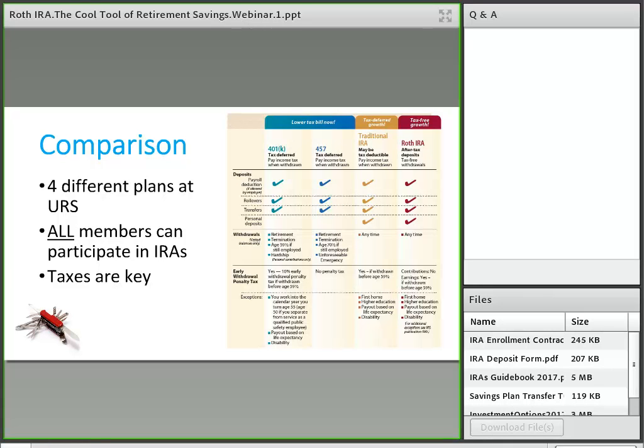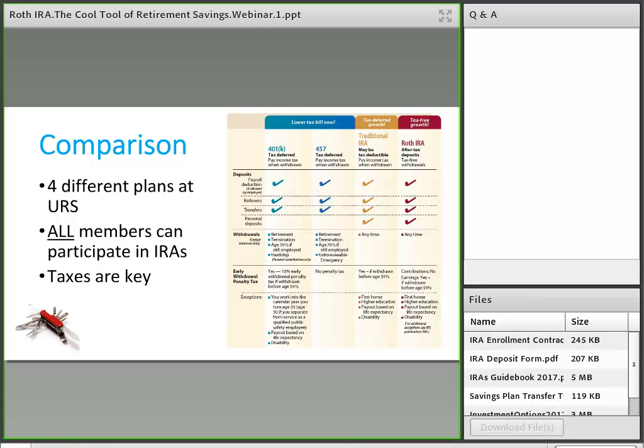Now, what I want to talk about real quick here is that today we're not doing a deep dive on these 4 plans. We have a webinar scheduled on Tuesday, October 17th at noon, and it's called the Fantastic Four, where my coworker Dawn is going to be doing a really nice deep dive on all 4 of these plans, all of these little nuances, and how each of these can benefit you.